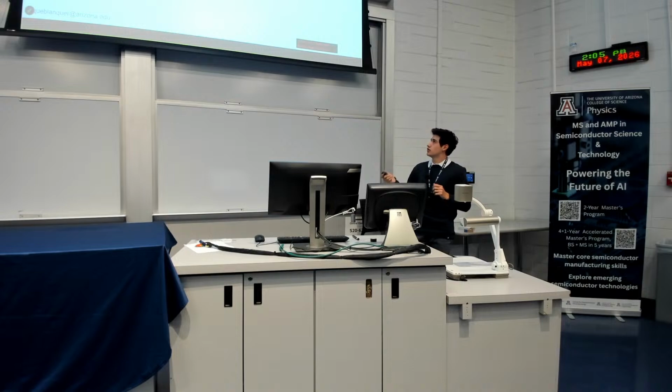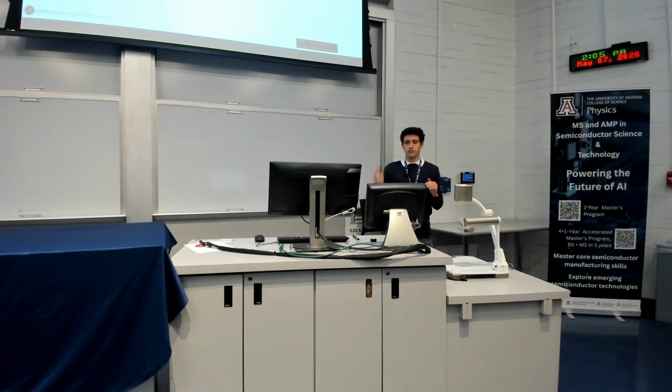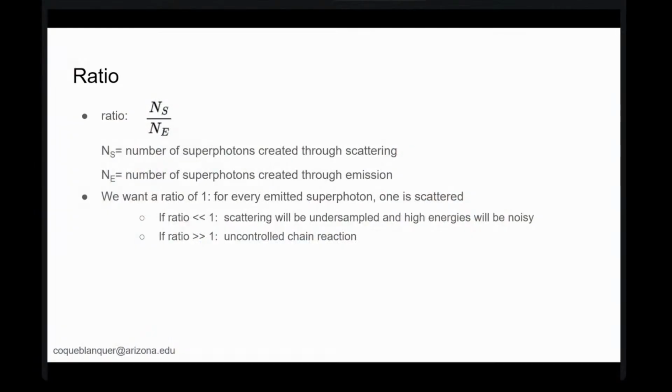So this brings in the ratio, which is the number of superphotons that are created through scattering over the number of superphotons that are created through emission. Ideally, we would want a ratio of 1. If the ratio is much smaller than 1, scattering will be undersampled, and we will have a very histogram-like picture at high energy, very noisy. If the ratio is much bigger than 1, we will have an uncontrolled chain reaction, very similar to a nuclear chain reaction, where a neutron collides into a heavy nucleus, then produces more neutrons, which then collide into more nuclei. Well, this is the same, but with superphotons and electrons. Superphotons will scatter off an electron and just produce more superphotons. This will become very computationally heavy and cause the code to crash.